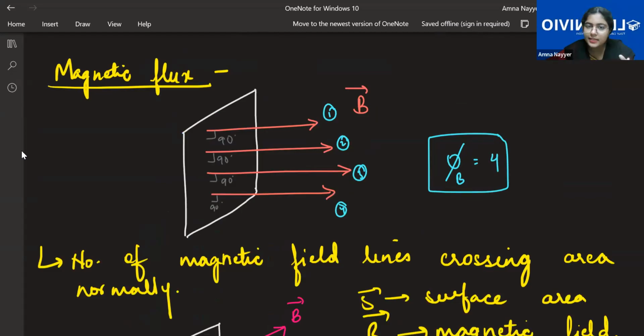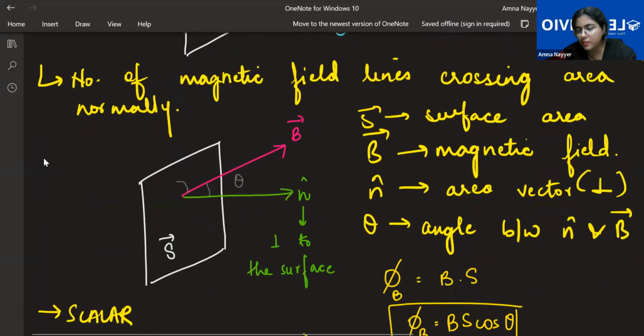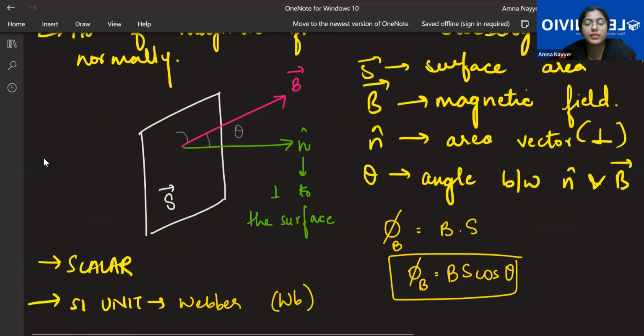So magnetic flux basically says the number of field lines that are perpendicular to the plane surface. You count the number of magnetic field lines, and that is known as the magnetic flux. If I have electric field lines, that becomes the electric flux. Magnetic field lines, magnetic flux. The formula is simply B dot S, that is B S cos theta. The angle is always taken between the magnetic field and the perpendicular, that is the area vector. It's a scalar quantity and the unit is Weber. Till here, am I clear to all?